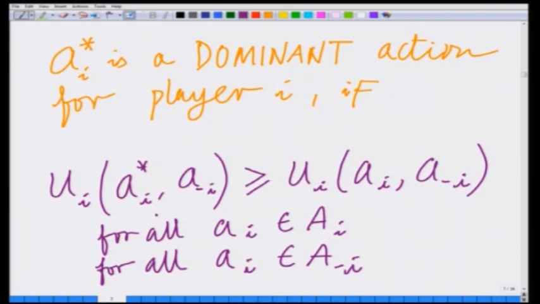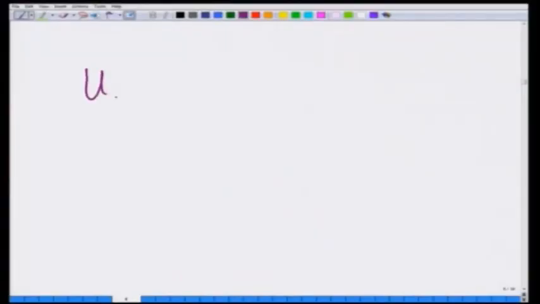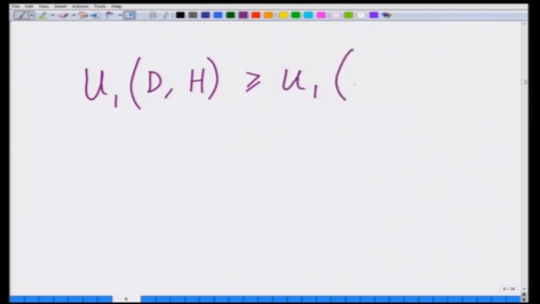Remember, we use A minus I to denote the action of other players. Speaking in terms of our Cold War game, you can see that U1 of D comma H, that is if country 1 is choosing D and country 2 is choosing health, is greater than or equal to U1 of H comma H. That is, if country 2 is choosing health, D is the best response, or D yields a higher payoff for country 1 in comparison to H.